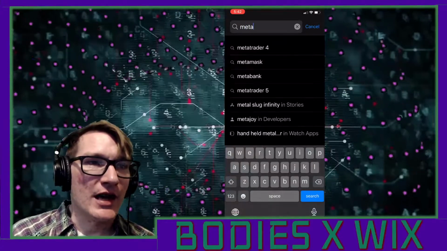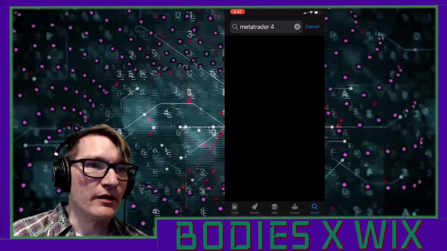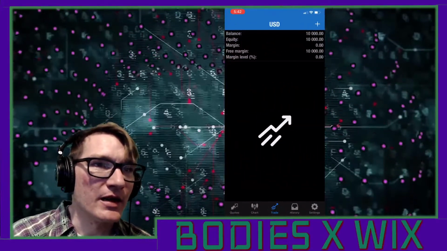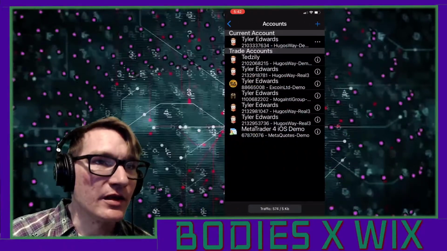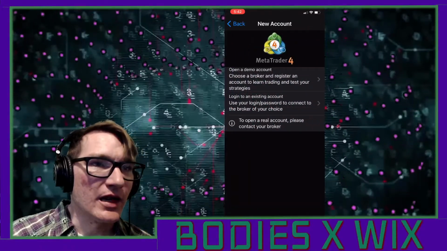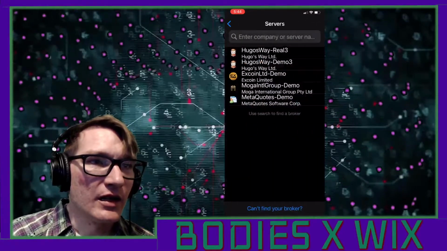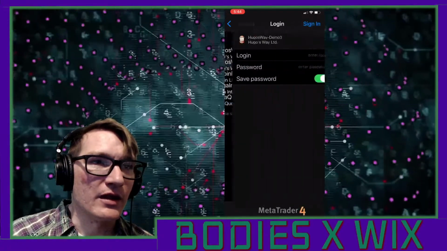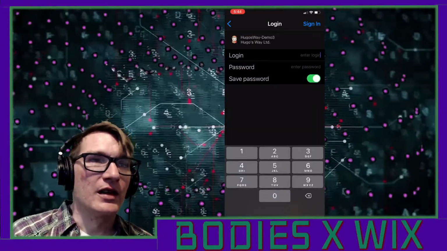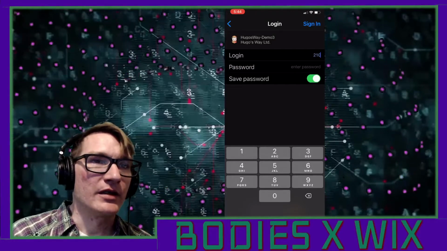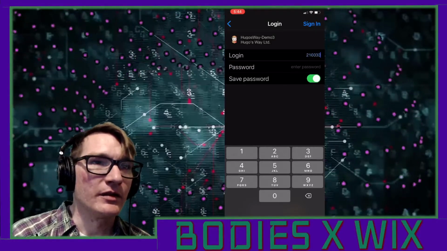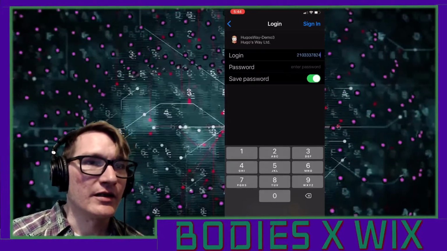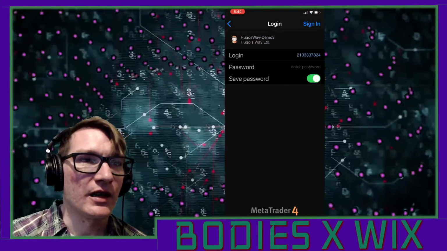Now you go to search for your apps, whatever you use for your apps, and search for MetaTrader 4. It's going to look like that one, right? I already have it, so I open it up. What you do is go to settings, then accounts, then login using existing account. It should have Hugo's Way, or if not, search for Hugo's Way. Then it'll have demo, and once you click the demo one, you'll be able to type in your account information.